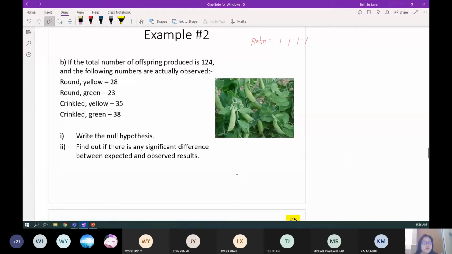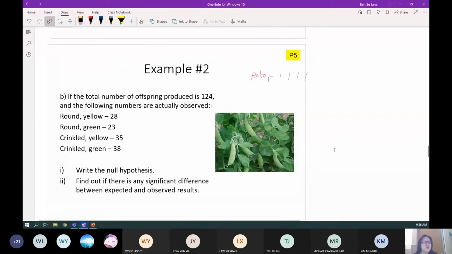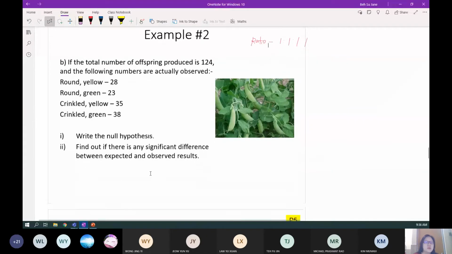The chi-squared table will be given in the exam, don't worry. They don't ask you to memorise it. Calm down, calm down. Okay?